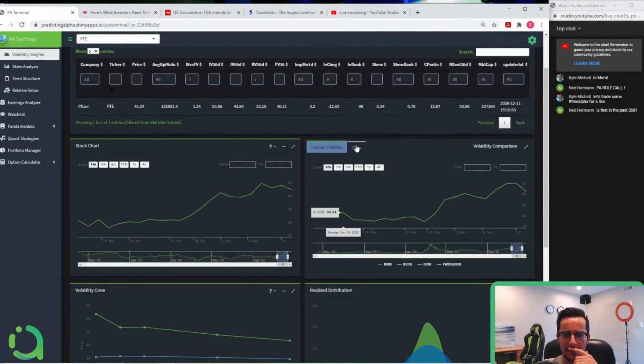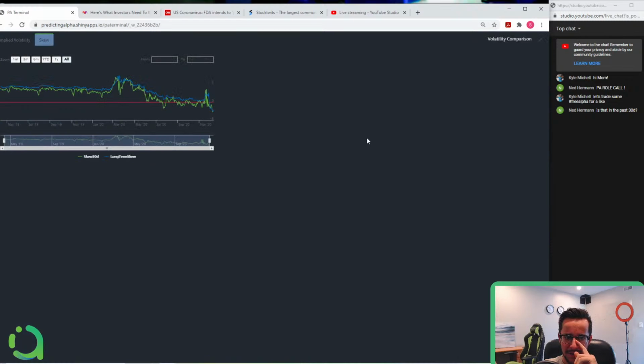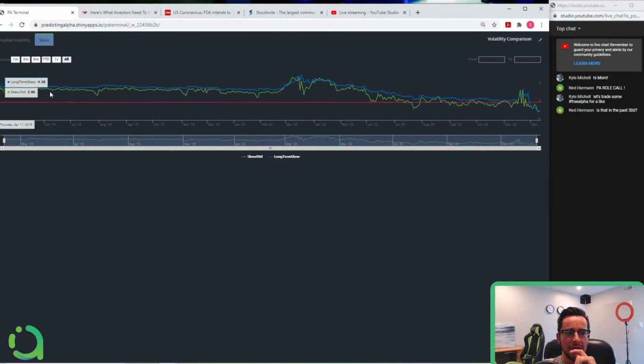Let's see. If we take a look at the skew here, this is going to be really interesting, actually. Let's expand this. So when the skew is really high, it implies that the puts have a higher implied volatility than the calls, and the risk is to the downside. And just like I was saying before, for a company of this size, we expect it to be up here most of the time.